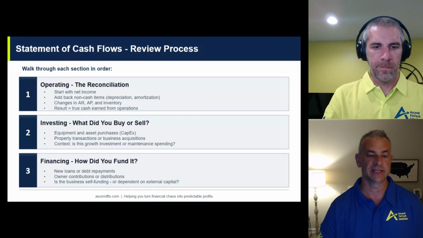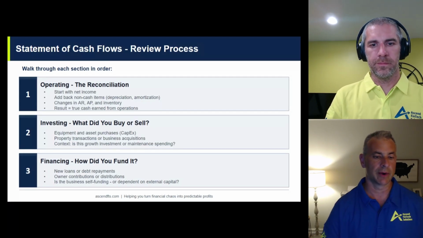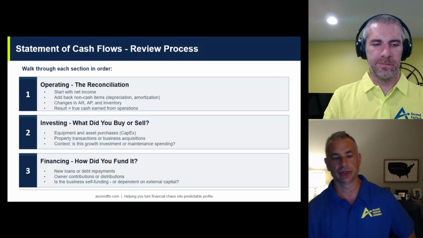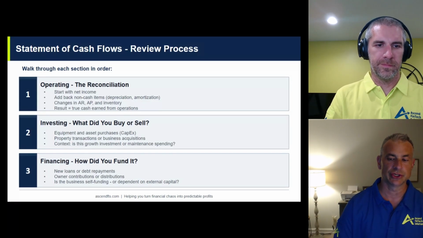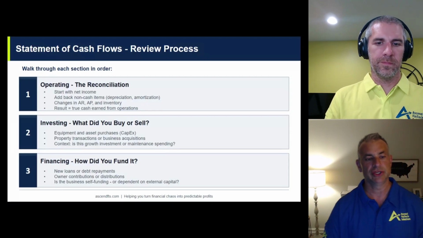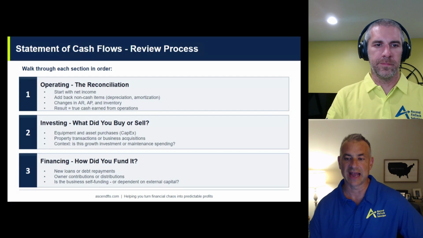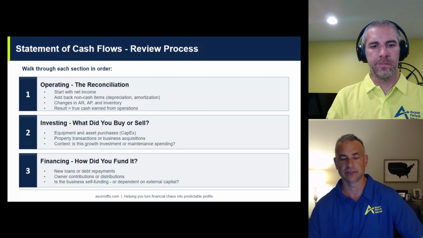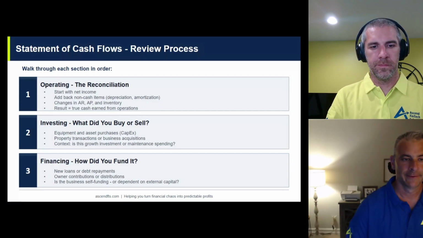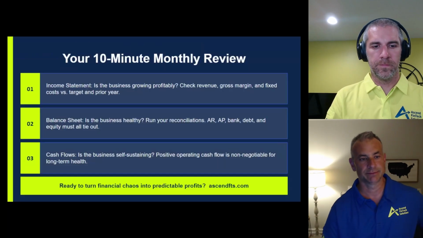And again, financing: any sort of borrowing, equipment loans, or lines of credit would show up here. Any contribution or distribution you make as an owner in the business is going to show up here too, so you can track that. Once you take all three into consideration, you'll see exactly where your cash went and how you went from a bank balance last month of $50,000 to $150,000 this month. So that's the statement of cash flow review process.